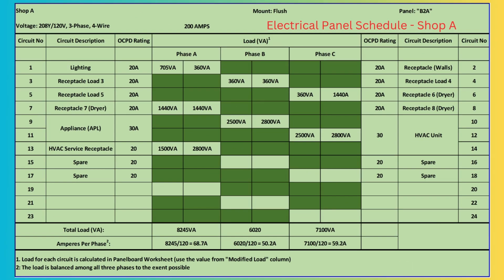This drawing shows a panelboard schedule for a 200-amp, 3-phase electrical system. It lists circuit numbers, descriptions, for example, lighting, receptacles, HVAC, OCPD ratings, and load calculations in VA for each phase, A, B, C, ensuring balanced distribution and compliance with design standards.